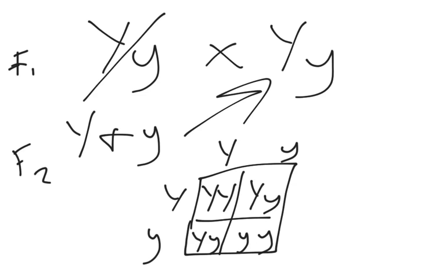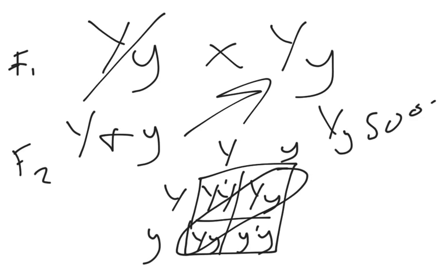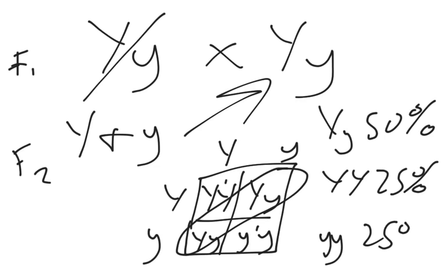And this is where we would look at the different genotypes. We can see here we have one genotype there. These two right here are the same genotype, and then another one there. So we have three different genotypes. Big Y, little y would be 50%. Big Y, big Y would be 25%. And little y, little y would be 25%.